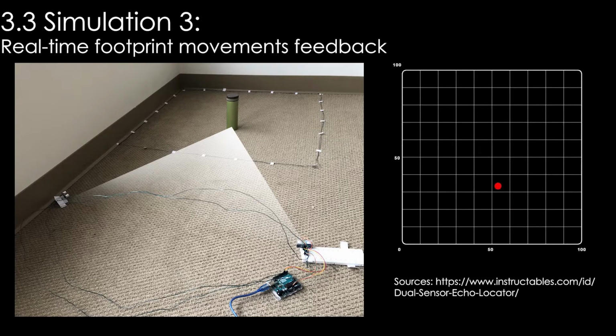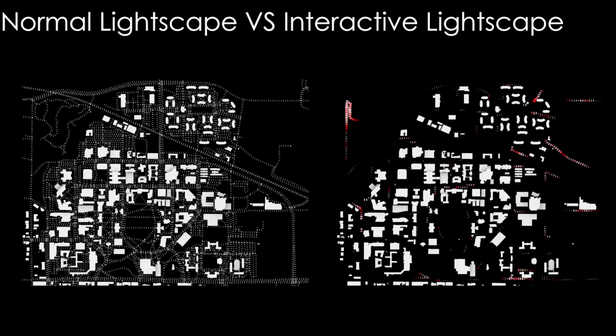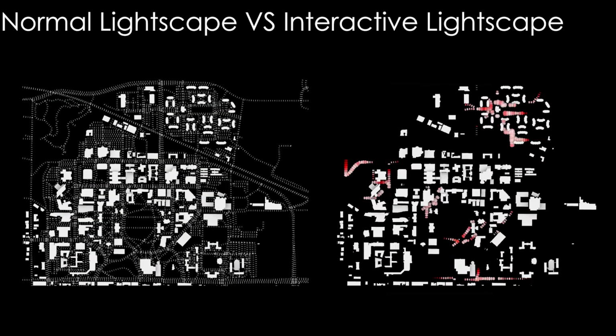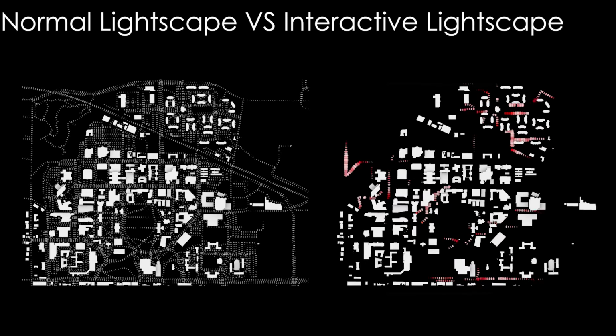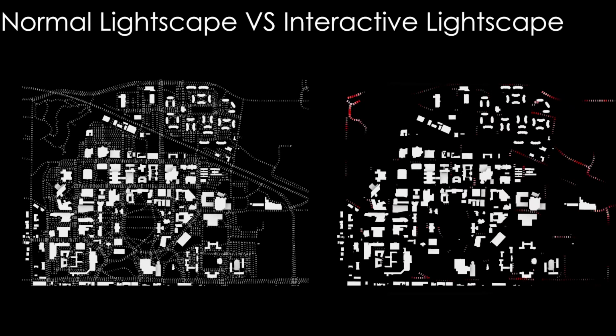Simulation 3, a real-time footprint movement feedback. Actually, I'm trying to use two ultrasonic sensors to get the real-time position of the footprint and generate interactive light with it, but it's still on the way. Aesthetically, I think the interactive lightscape has displayed quite a different thing from the normal lights, and with this, the motion of the world can be recorded. That's the reason why I want to do this. And another benefit of the interactive lights is in the aspect of economy.